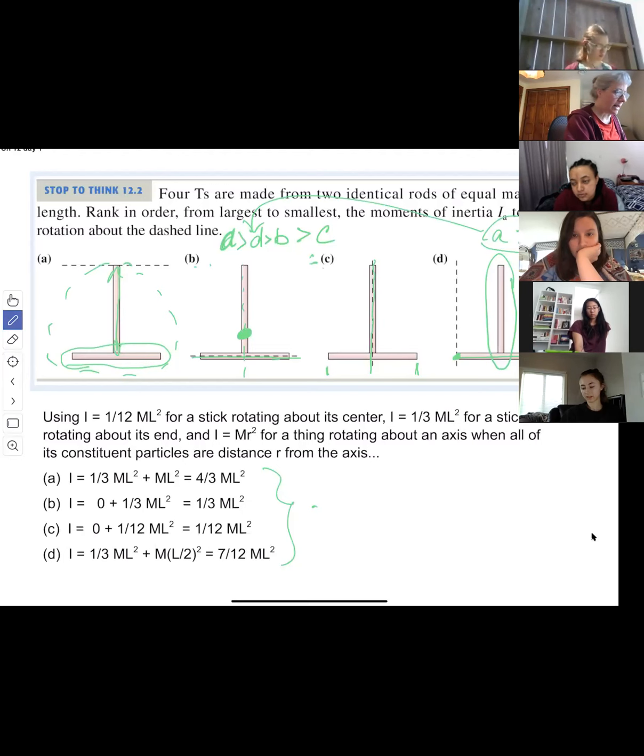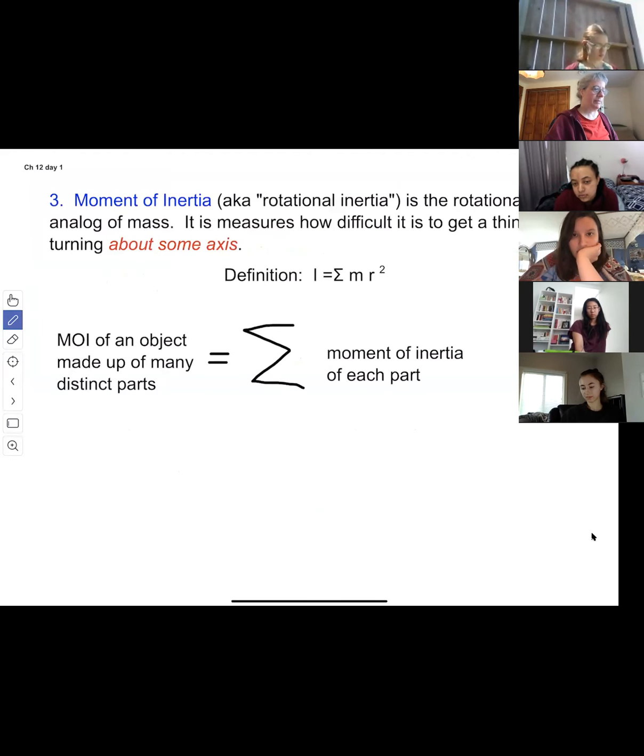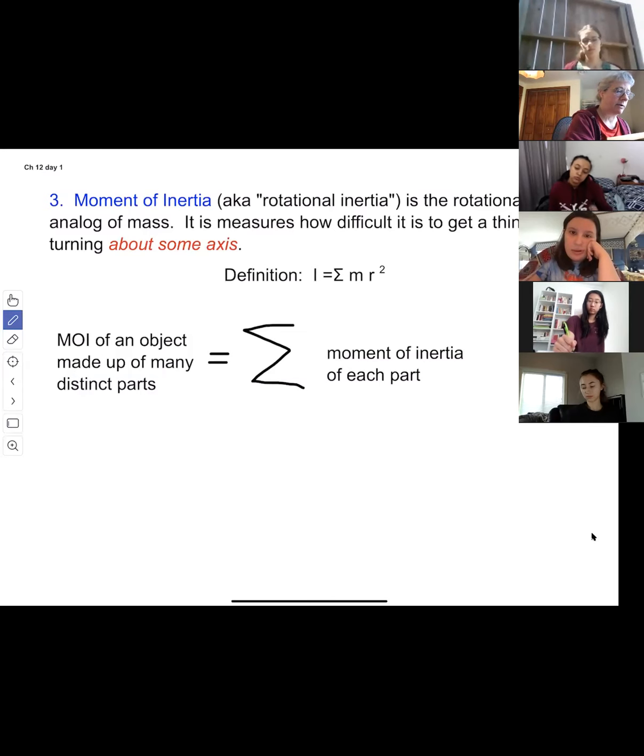So that's what I mean by mass that's further away gets to count more. And there's an organized way to figure out moment of inertia from this definition. I think this is one of the important things that will help you get one of the homework problems done. If we're looking at the moment of inertia of an object that's made up of many distinct parts, and I would argue this is made up of 2 distinct parts, then I just have to find the moment of inertia of this part and this part for a particular axis, and add them together, and that would give me the moment of inertia of the whole thing. And that's wonderful, right?